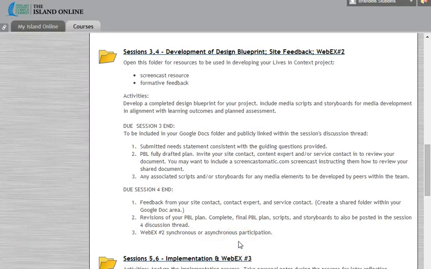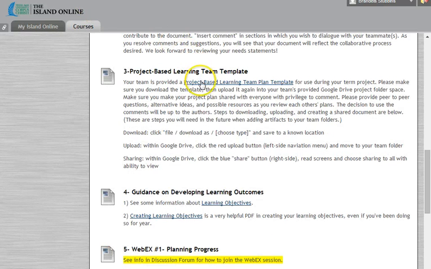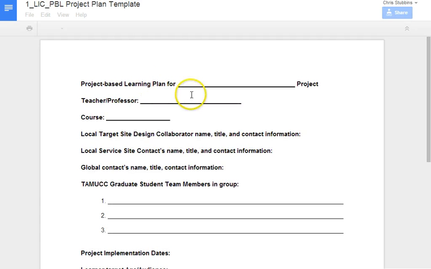Once the target site and contacts have been identified and the needs established, teams will want to focus on developing a plan of action with the Team Plan template. This will be done in the step Design and Develop the Plan, which will occur during Session 3 of the PBL process. When completing the project-based learning team template, teams will want to think about what it is they are trying to accomplish.